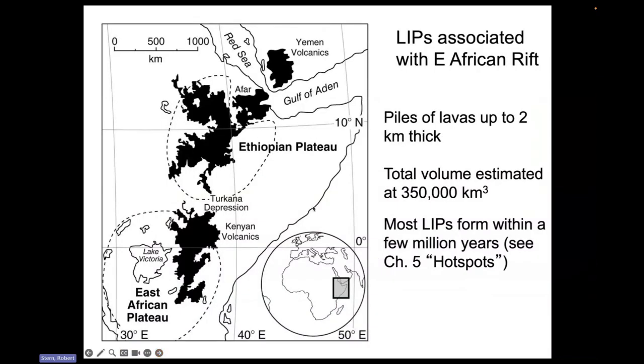And here we see a couple of LIPs associated with the East African Rift, our classic narrow rift. The rift is coming through here. This is the Eastern Rift. This is the Western Rift over here. You see there's not as much voluminous igneous activity associated with the Western Rift as there is with the Eastern Rift. So these LIPs are up to 2 kilometers thick of lava, with a total volume on the order of a third of a million cubic kilometers.